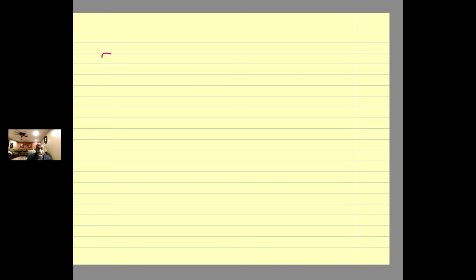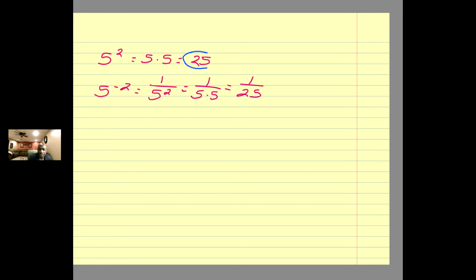If I have 5 to the second power, I want you to tell me that that is 5 times 5, which is 25. But if I say what is 5 to the negative second power, I want you to say 1 over 5 to the second, which is 1 over 5 times 5, which is 1 over 25. Again, these two are reciprocals of each other. This is 25, and this is 1 over 25.